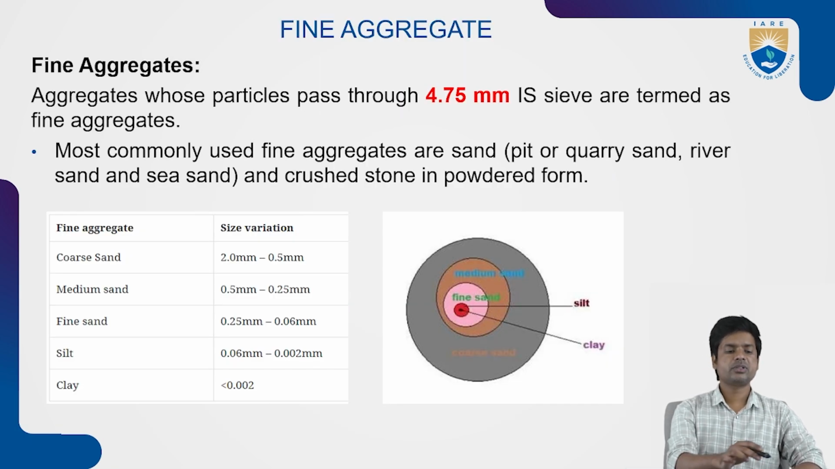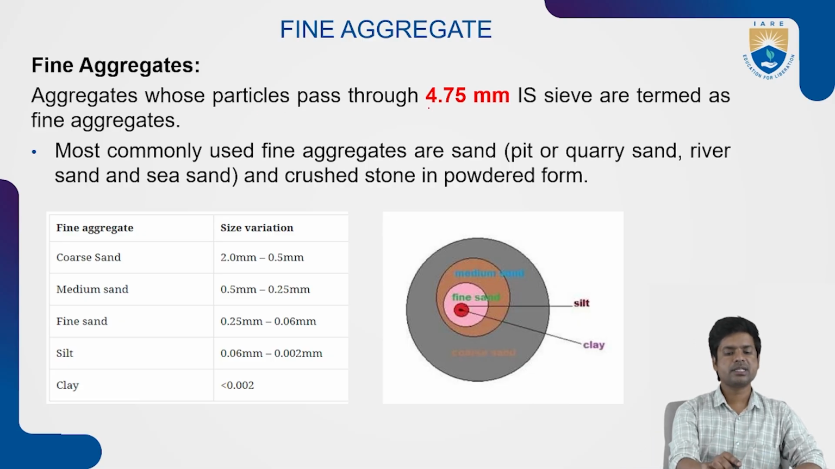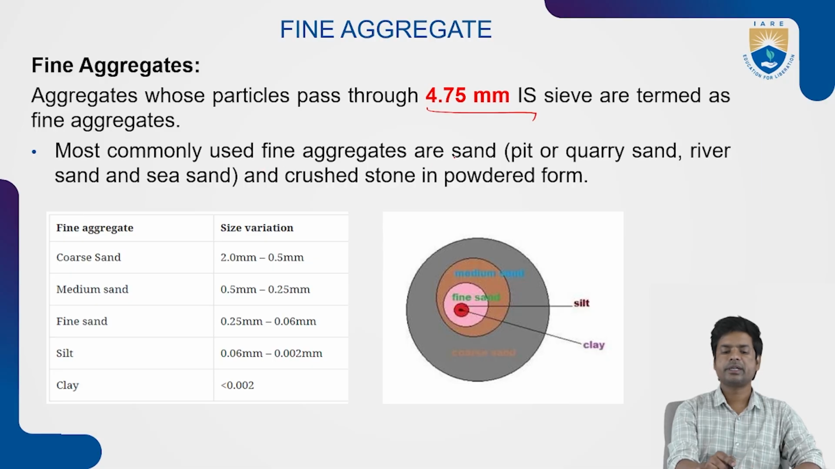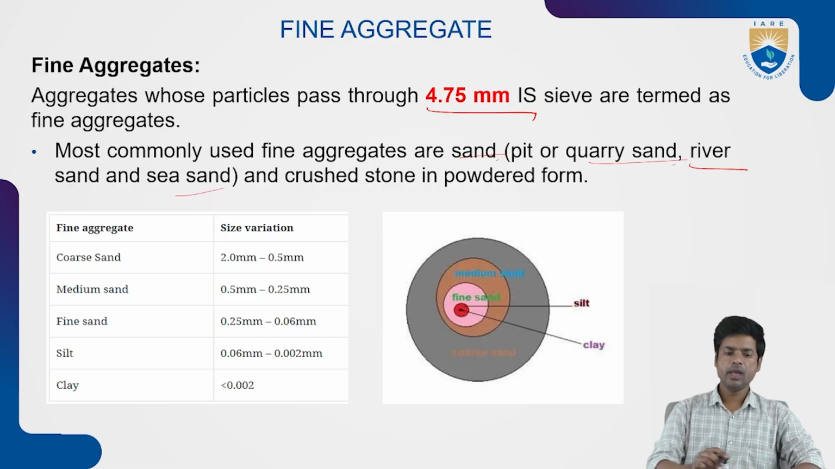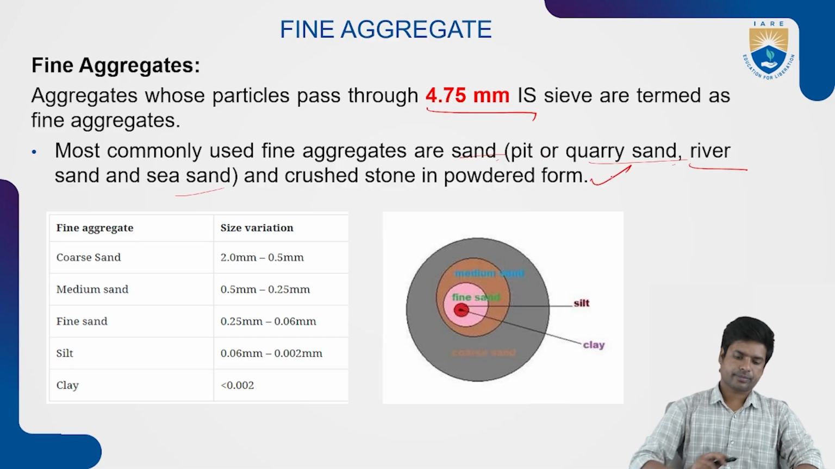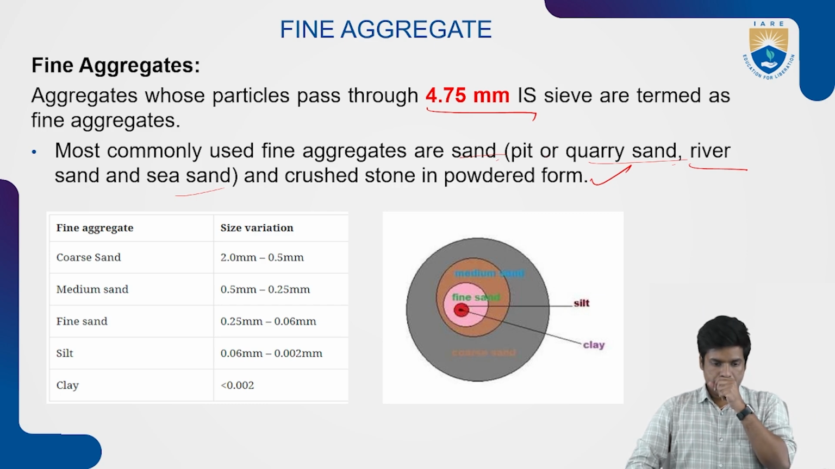Coming to the detailed explanation about fine aggregate, aggregates whose particles pass through the 4.75 mm sieve are termed fine aggregate. The most commonly used fine aggregates are sand, that is pit sand, quarry sand, river sand, or sea sand, and crushed stone in powdered form. These are the fine aggregates we are going to use.